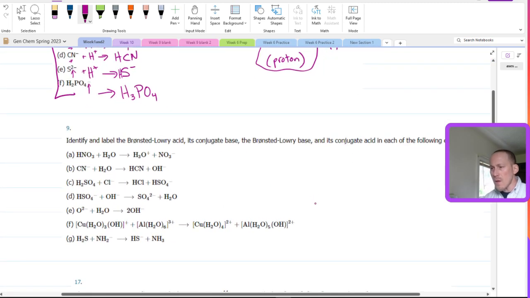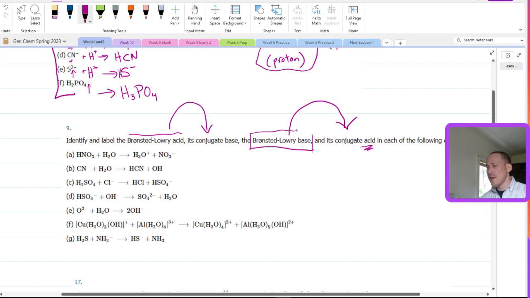So again, the base accepts a proton, the acid donates. The thing that accepts a proton and gains a proton becomes the conjugate acid of the base. The thing that loses the proton is the Bronsted-Lowry acid, and once it loses it, it becomes the conjugate base. And I think I might have just said conjugate base here when I meant acid. Sorry, I watch these videos back and I accidentally say the opposite of what I mean far too frequently. So trying to be on the ball with that.